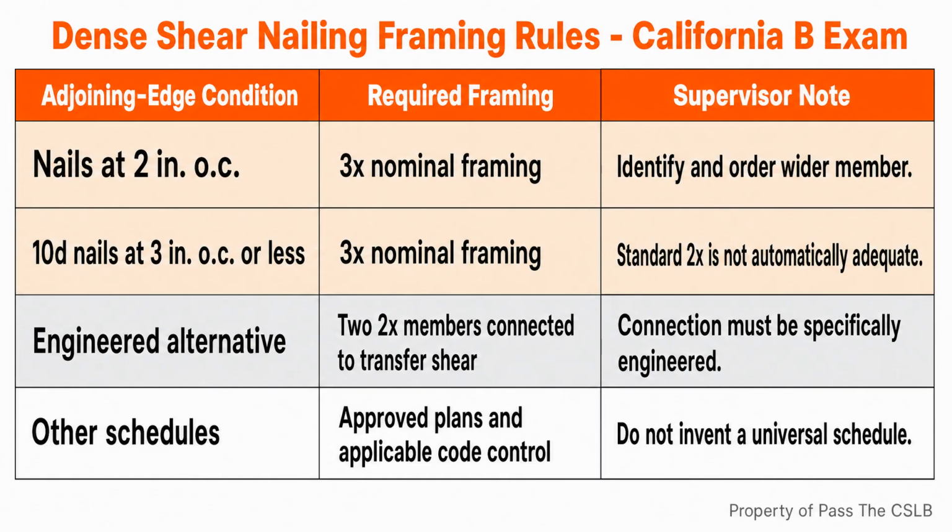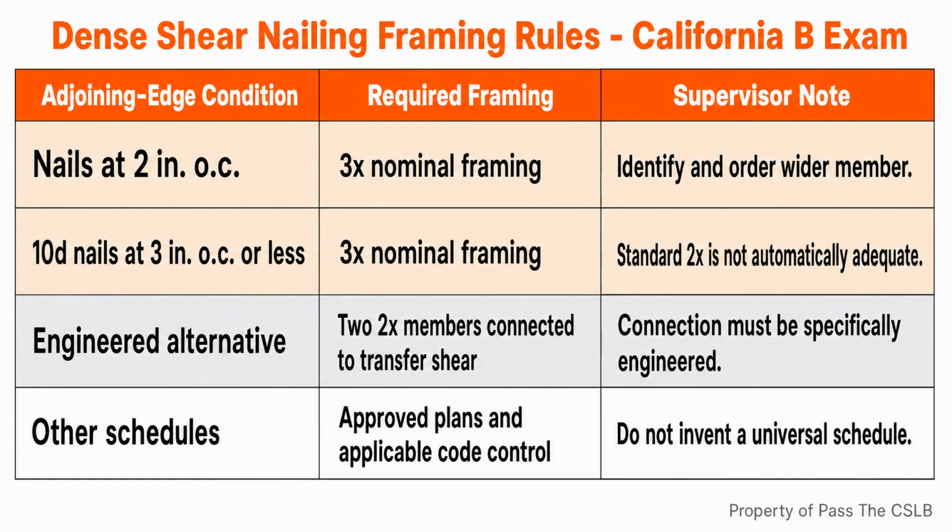The reference standard also allows an engineered alternative, using 2-2 by framing members connected together to transfer the induced shear. The word engineered matters. 2 studs placed beside each other are not automatically equivalent to a 3-by member for this purpose. The connection between the members must be specifically designed to transfer the force. I would not accept a casual field substitution based only on the fact that the combined lumber looks wider.